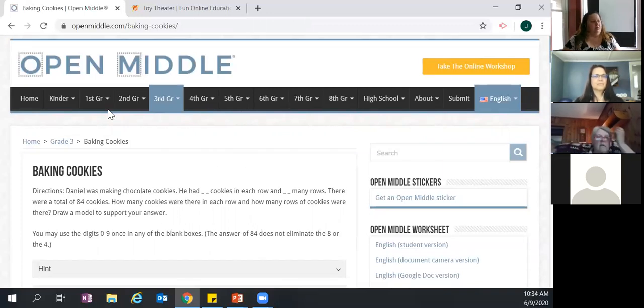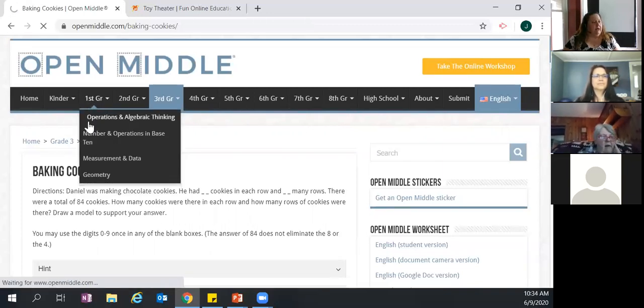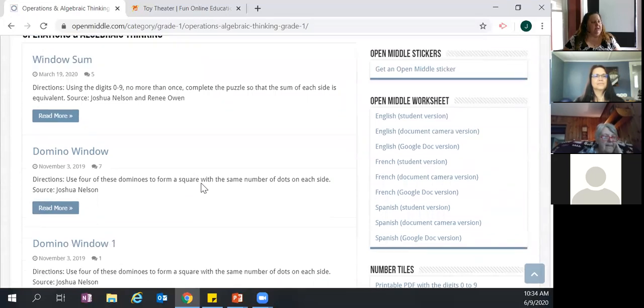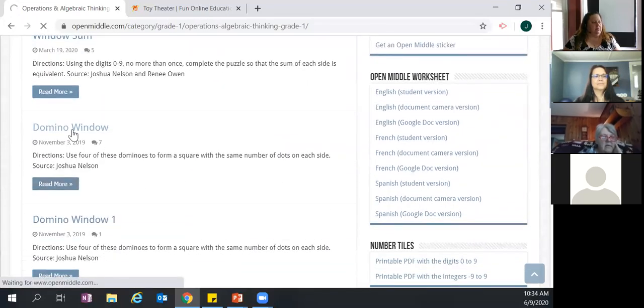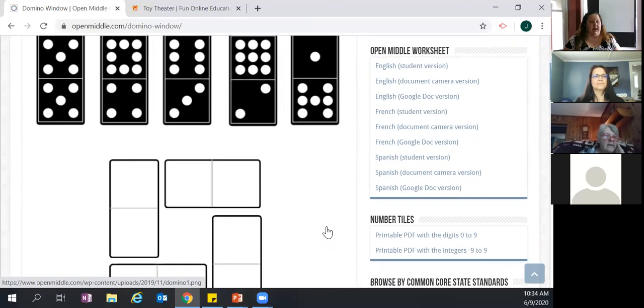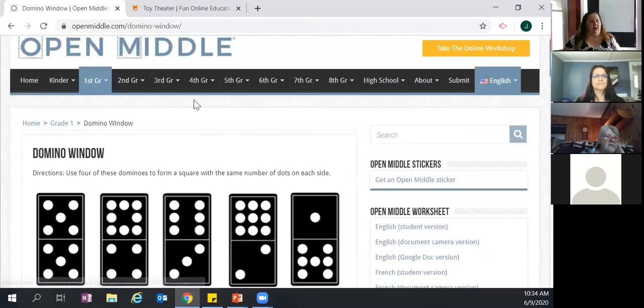If I go to grade 1, again, operations and algebraic thinking, there's a couple of different ones. Some relate to dominoes. So if I open this, you use 4 of these dominoes to form a square with the same number of dots on each side. So they've got the picture set up for them, and they're using these dominoes, these numbers. There's a lot of different tasks here, but the idea is that they're very open for students to use their own solution strategies to figure out an answer.